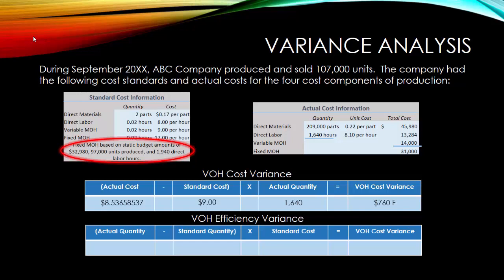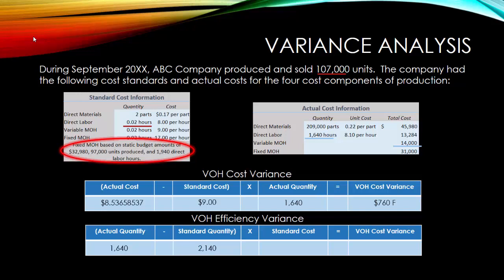For efficiency, let's do the same concept. The actual quantity of our cost driver that ABC Company had during the period was 1,640 hours of direct labor. Well, what's our standard quantity? If we go up, direct labor should have taken 0.02 hours per unit. We made 107,000 units, which means we should have had 2,140 hours of labor if it did indeed take our employees that long to make each unit. We've seen this number already. This is our standard quantity of direct labor.